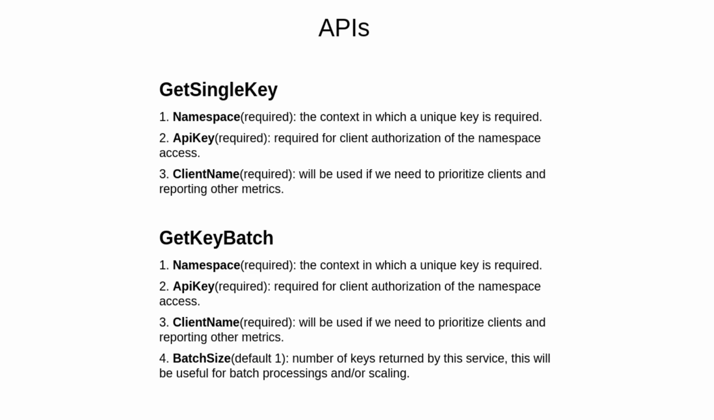The second API is get key batch. This API will return multiple unique keys. The parameters are the same except for the batch size.